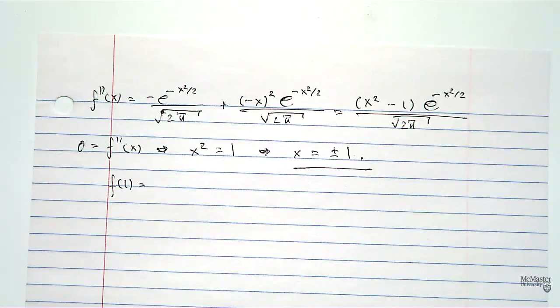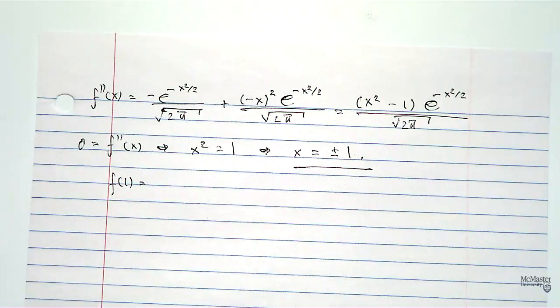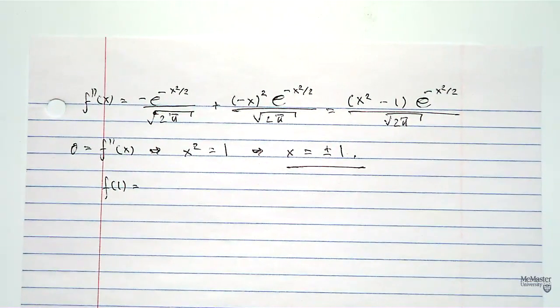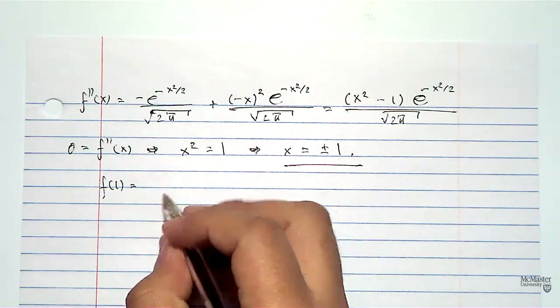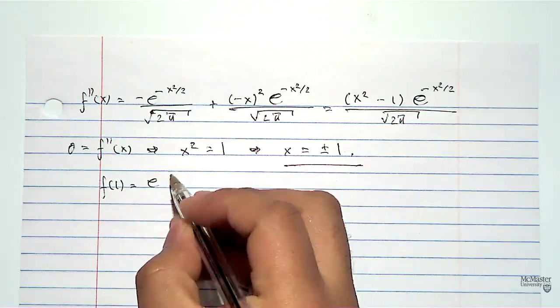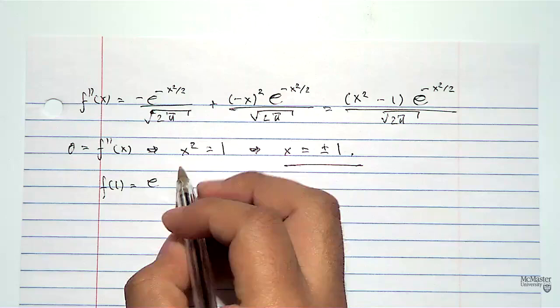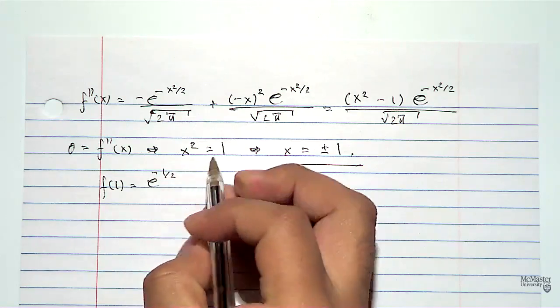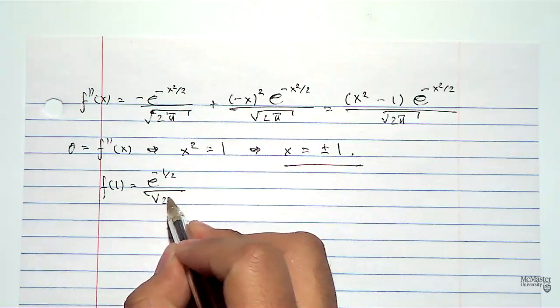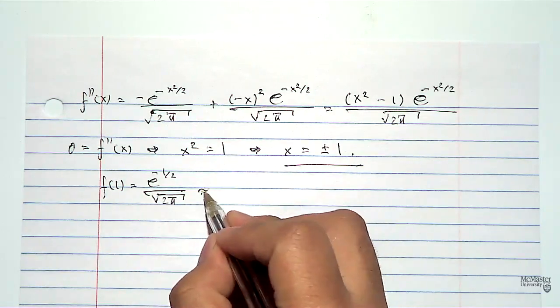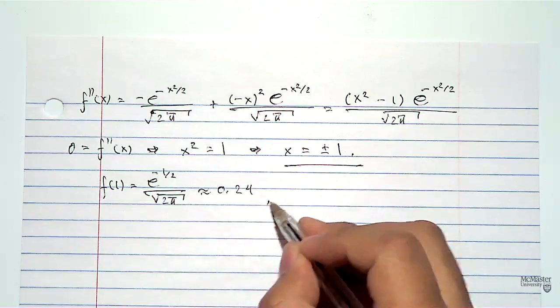Right, because the inflection points happen where f double prime is equal to 0. That is the main reason. So I'm trying to collect as much information as possible. If I find the point where the second derivative is 0, it's a potential inflection point. And then what I want to do is to evaluate the values of the function. So f of 1, if I evaluate in the original function, I would have e to the minus 1/2 divided by square root of 2 pi, which is around 0.24.